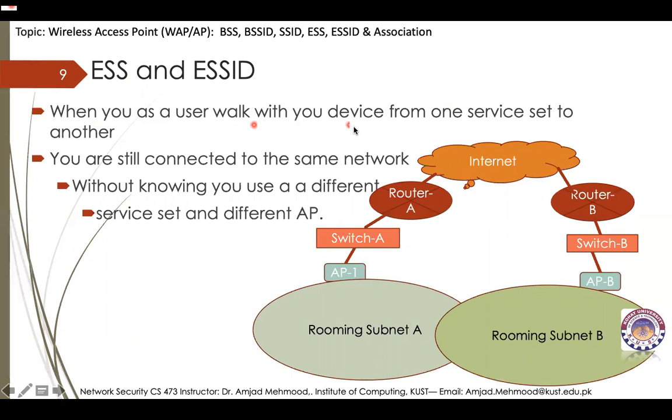When you, as a user, walk with a device from one service set to another, here you can see if you want to move from A to B, your communication will not be interrupted because your ESSID is the same. You will get connected seamlessly. Your device and access point do all these things in the background without letting you know that your AP has been changed.